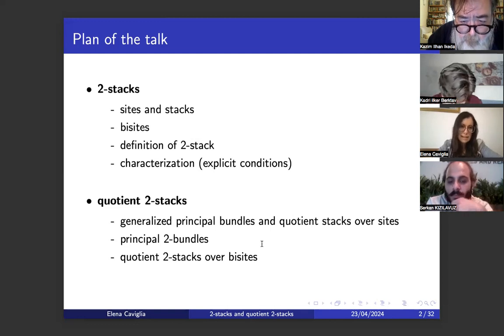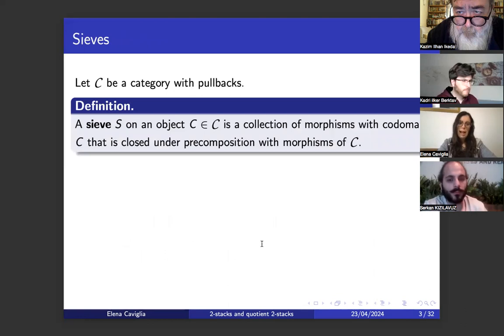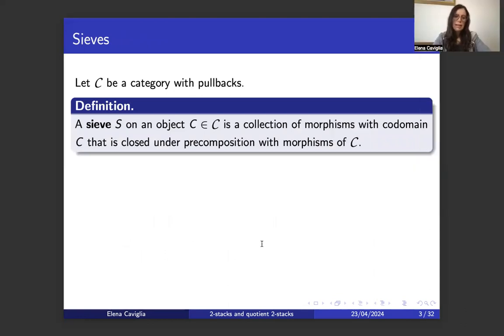So let's start with recalling sites. So we will work for now in a category with pullbacks, and we say that a sieve on an object of this category is a collection of morphisms that all have codomain this fixed object, and that is closed under precomposition with all morphisms of C.